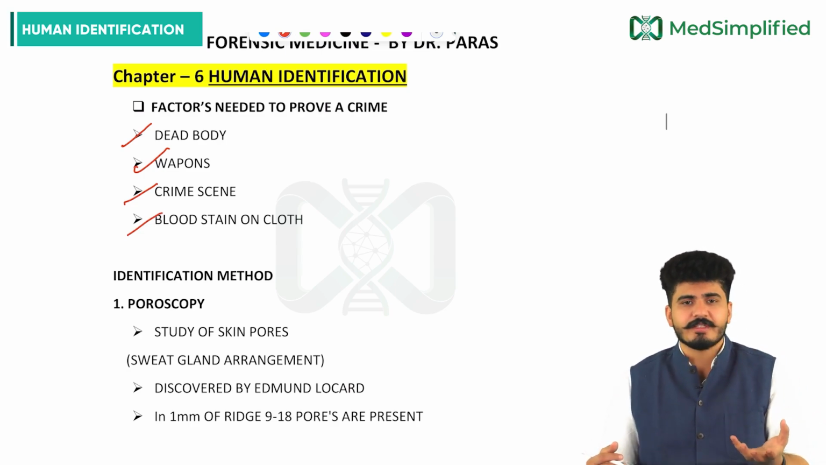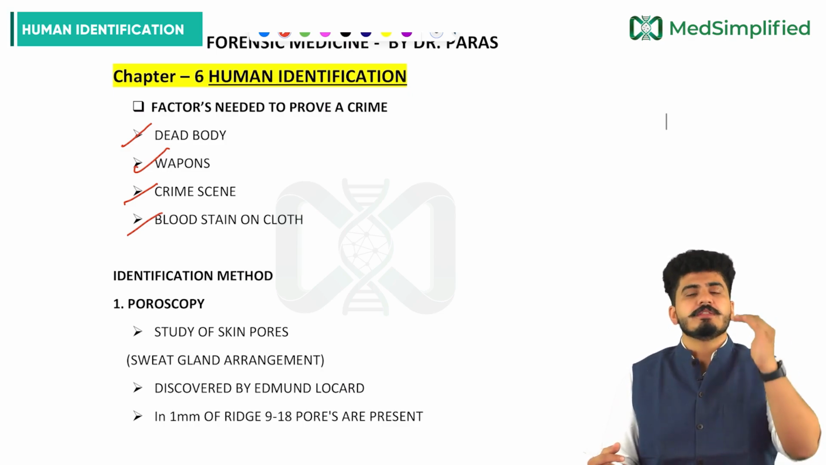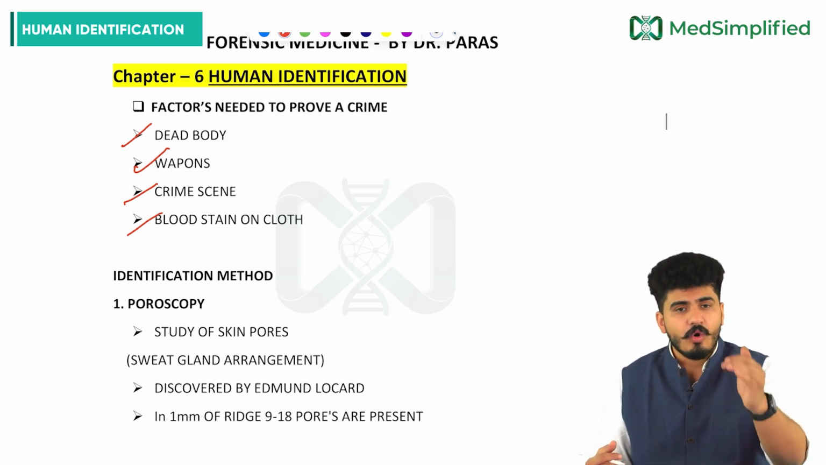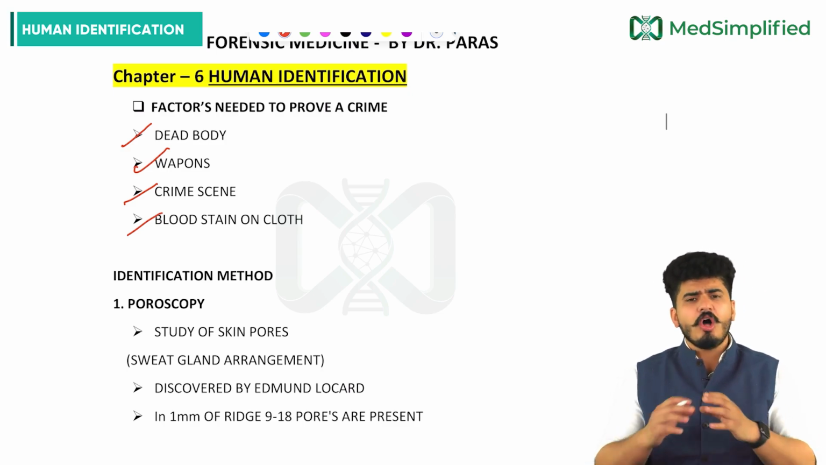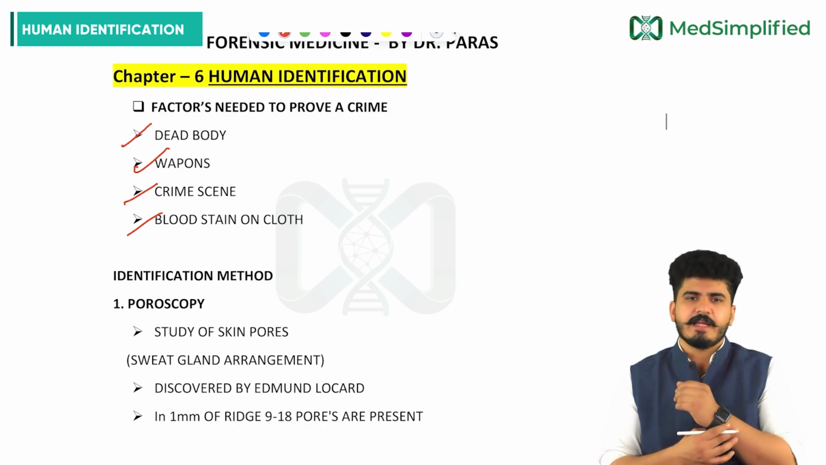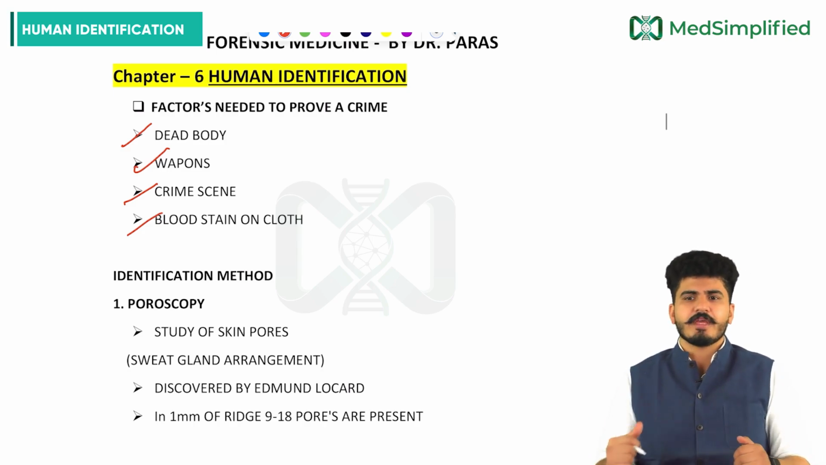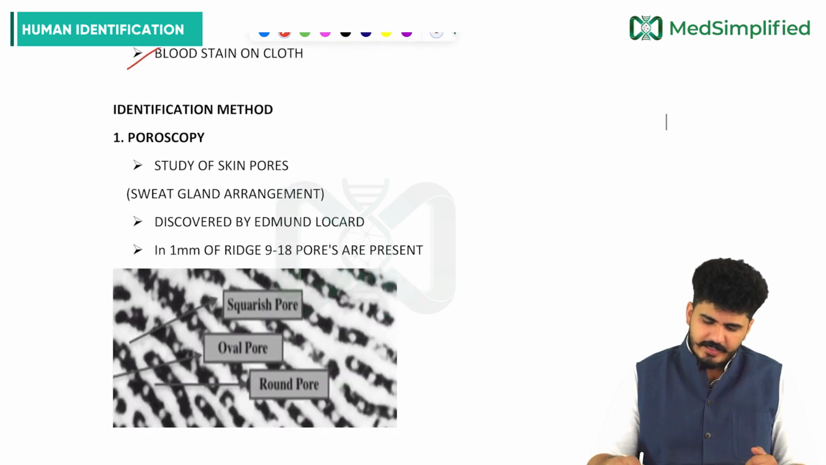Whose dead body was there? Male, female, child, adult, old age, what type of weapon, where the crime happened. All those things we need to study under this heading, human identification. My dear friends, identifying methods.